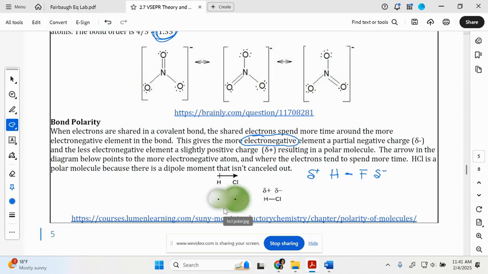What that means is the electrons are going to stay on this side more than this side. Fluorine is an electron hog. Even though there's a sharing of electrons, that electron is going to be around the fluorine more than it's going to be around the hydrogen. So that's going to give this side a negative charge and this side a positive charge.